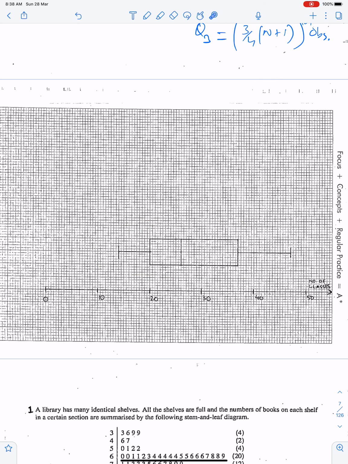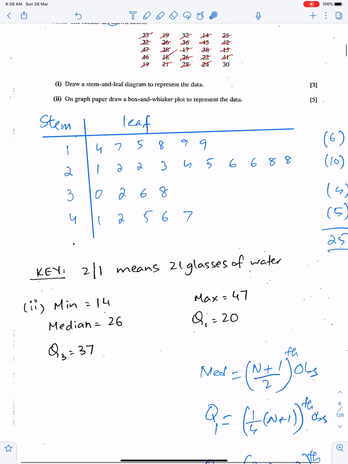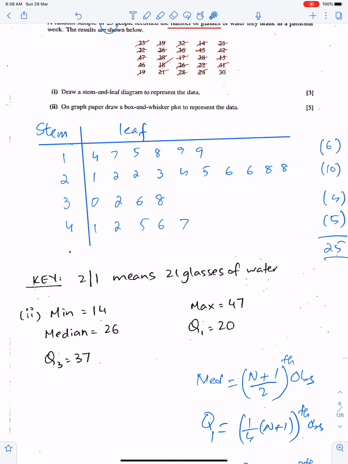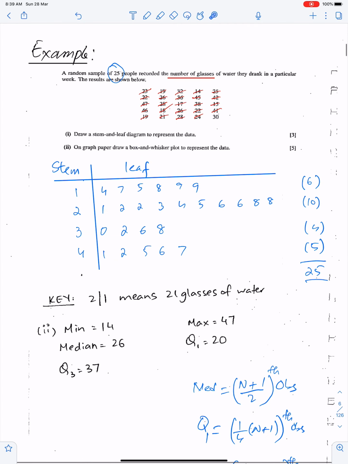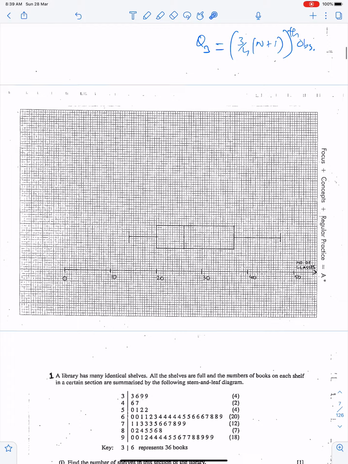If I ask you to comment on the distribution, then you would say, since the median is close to Q1, this box gives an immediate impression of a positively skewed distribution. So this is the way to draw a simple stem plot, and this is the way to draw the box plot.